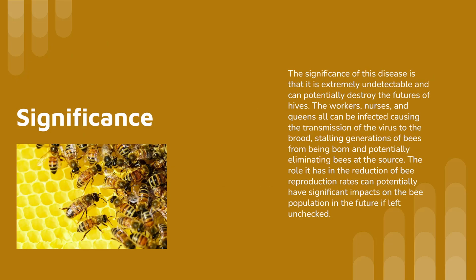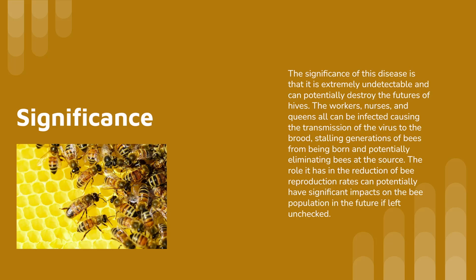So what is the significance of this? The significance is the disease is extremely undetectable. It can potentially destroy the futures of hives and colonies. The workers, nurses, and queens can all be infected, causing the transmission of the virus to the broods, especially from the queens with that vertical transmission, stalling generations of bees from being born and potentially eliminating bees at the source.